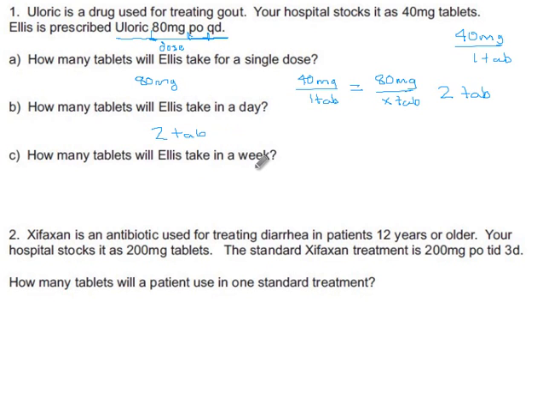In a week, short answer, multiply by 7. Long answer, if you take 2 tablets in one day, then you take how many tablets in a week? I have to write it in compatible units, so I'm going to say 7 days. 2 times 7 is 14, divided by 1 is 14. A week's supply of tablets for Ellis is 14 tablets.